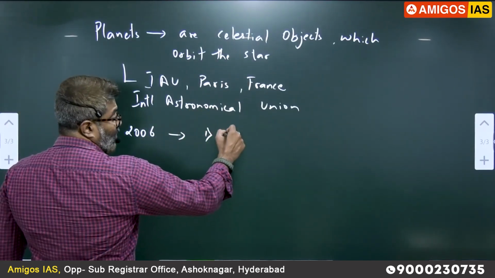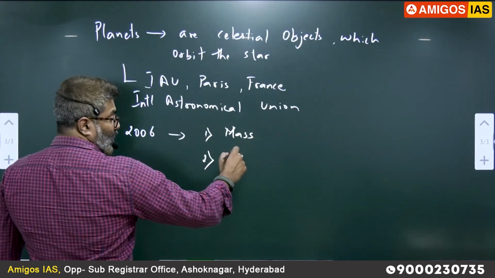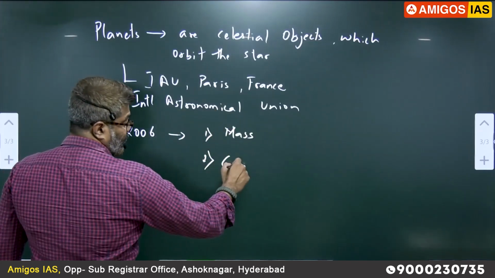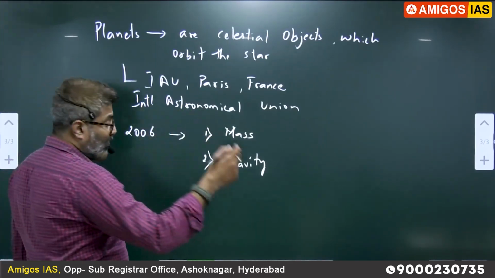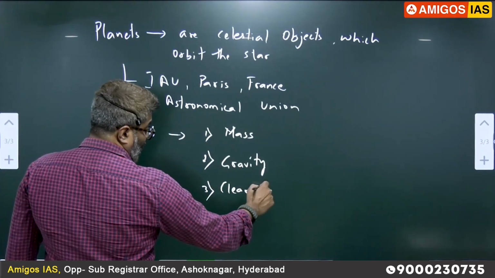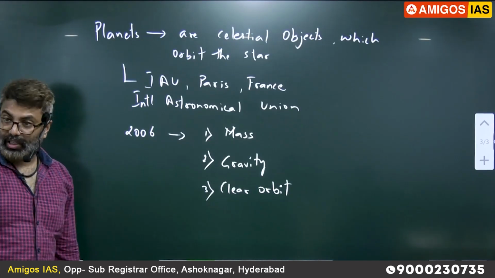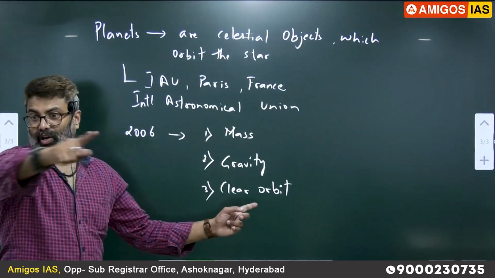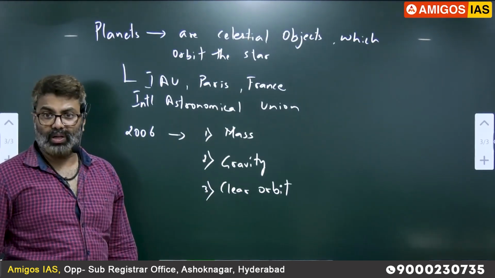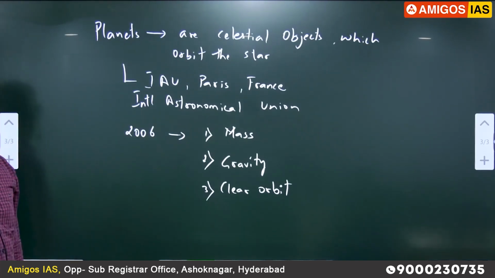One, it should have sufficient mass. Second, each planet should have sufficient gravity. And third, it should have a clear orbit around the sun. Every planet should have sufficient mass, gravity of its own, and a clear orbit around the sun. This is the condition given by the International Astronomical Union in 2006.